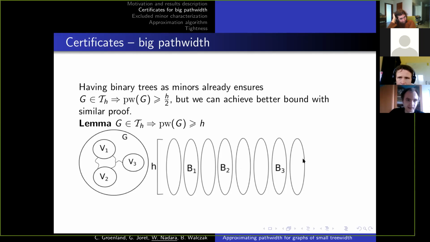Okay. Yeah, for these certificates in our approximation algorithm, it is actually easy to store them. If you want to prove that a graph belongs to T_h, then you want to point out three vertex sets that belong to T_{h-1}, and recursively provide certificates proving that they belong to T_{h-1} as well.